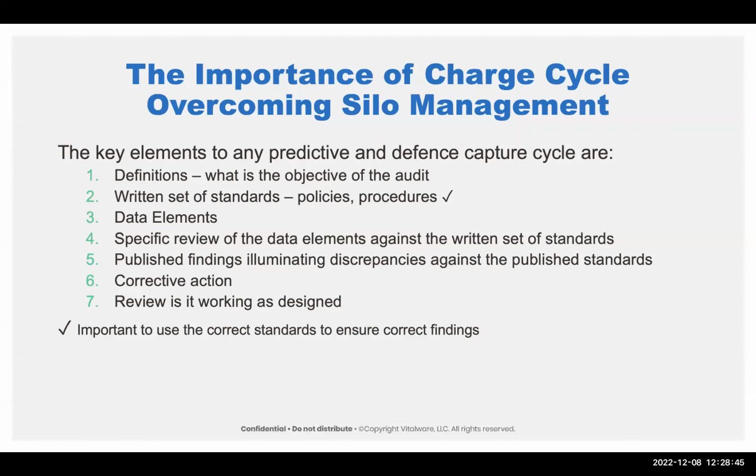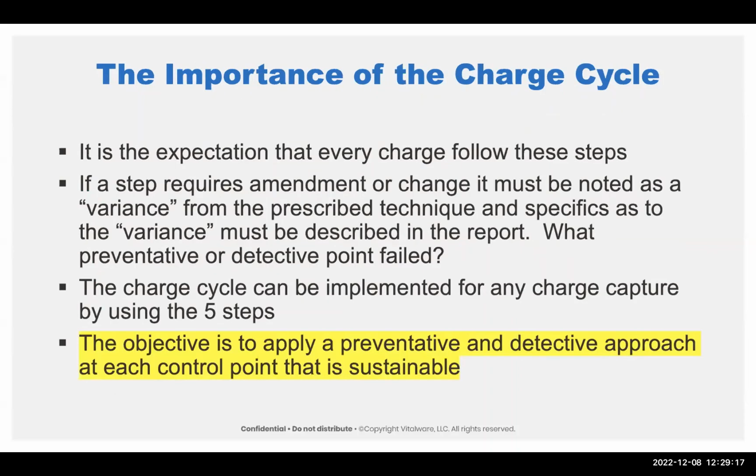Data elements. What are the data we're going to use? And it's going to stay the same. Specific review of data elements against the standards. Published findings. These should be broad-based and should be out. So what am I getting at here? Corrective action. We're talking about using large amounts of data to manage ourselves and create efficiency. So a data-driven efficiency to overcome silo management through these control cycles.